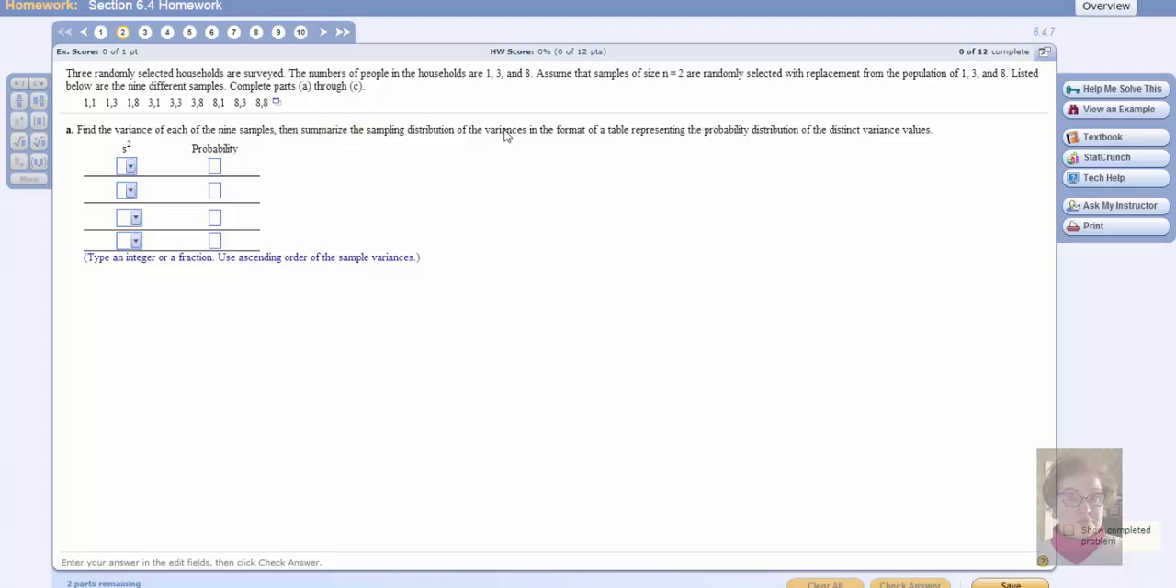So what is this? Well, we have a very small population, 1, 3, and 8. We're going to select samples of size 2, so we come up with all the possibilities of 2 choices from our population, and we're sampling with replacement. So we get 9 choices. Let's take that to StatCrunch.